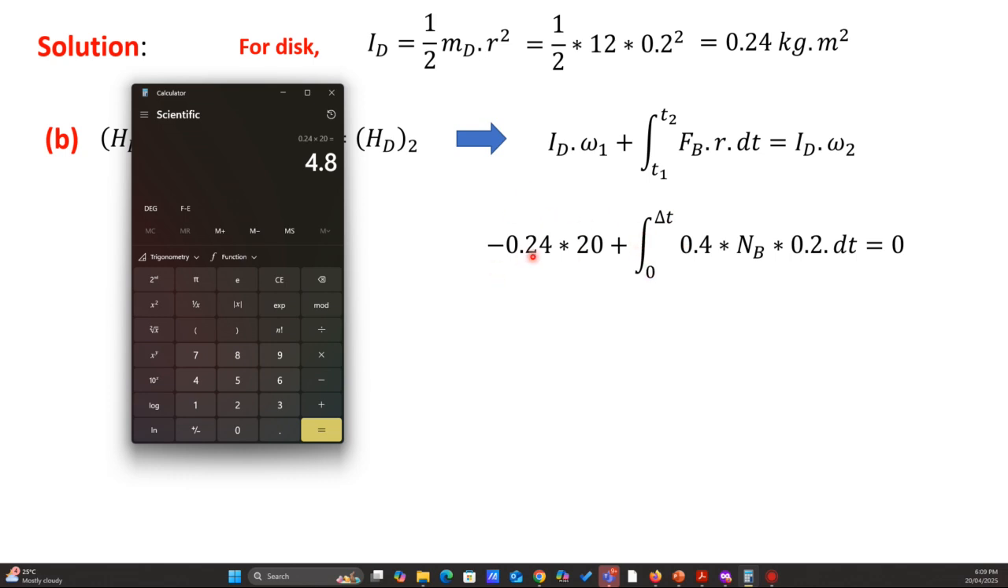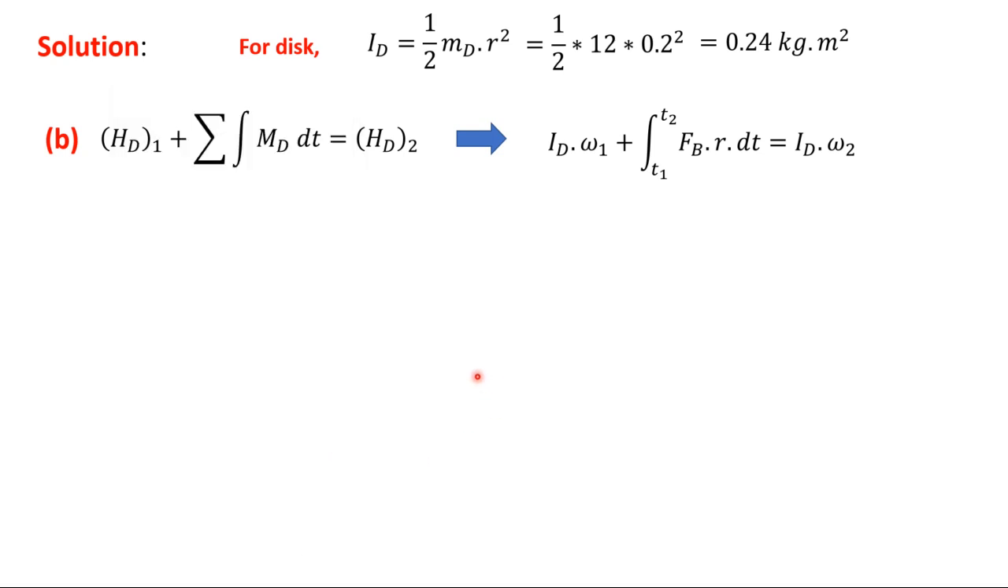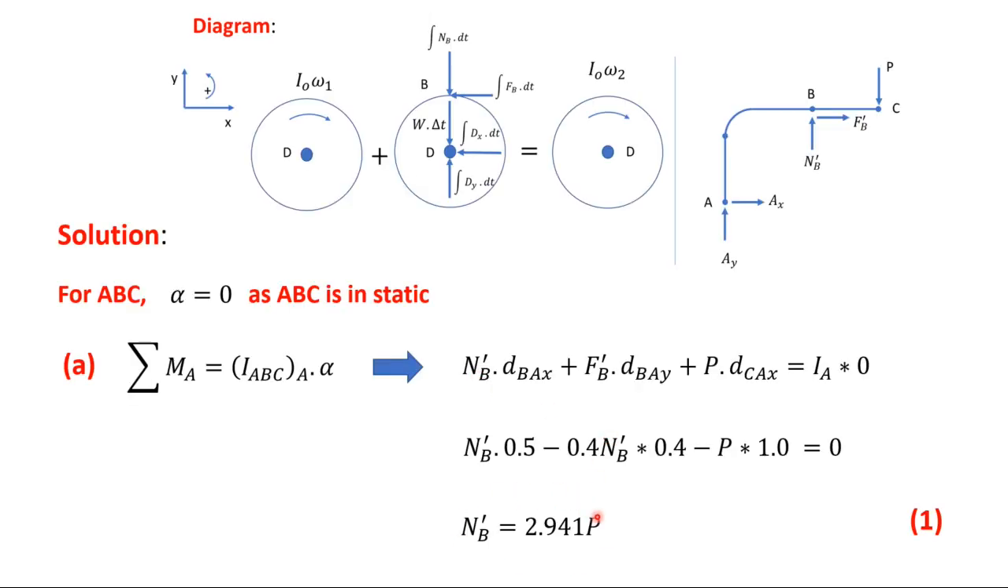So I'm going to take this value to the other side. It's going to be positive. Then I'm going to divide the 4.8 by 0.08. This will give me 60. Now, that means the integration of the MB as a function of time from 0 to delta t is equal to 60. But I do have the value for the N as a function of the P, which was this equation.